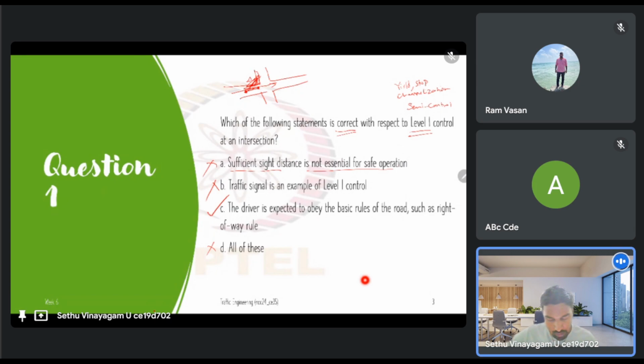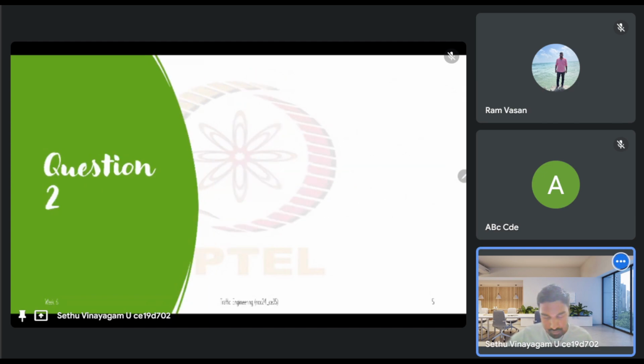Okay, C again, even though we provide this semi control, still the driver must obey the basic rules of the road, right? As we saw in the roundabout example, the vehicles that have already entered the intersection, which are in the circulation movement, have the right of way. The vehicles that are coming in must yield to the vehicles that are already in there, right? Such rules should be obeyed by the drivers. Therefore, C is the right answer.